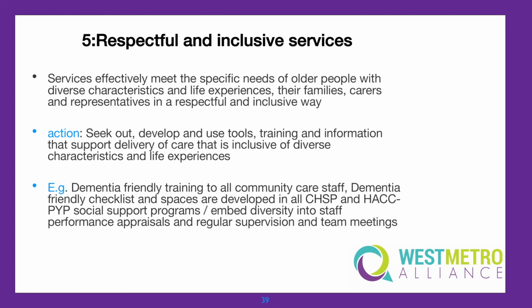So number 5 is respectful and inclusive services. The action here is to seek out and develop and use tools, training and information that supports delivery of care that is inclusive of diverse characteristics and life experiences. So here the example action is dementia-friendly training for all community care staff, a dementia-friendly checklist and spaces developed in all CHSP and HACC-PYP social support programs. It's also about embedding diversity into staff performance appraisals and regular supervision and team meetings, so that diversity as a topic is alive and constantly discussed.